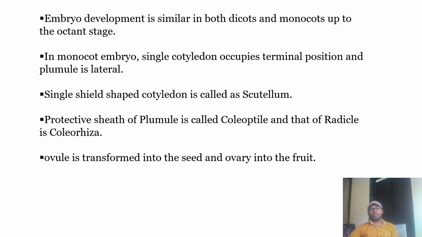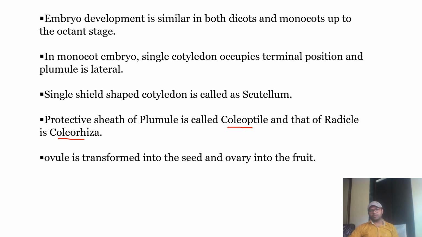Embryo development is similar in both dicots and monocots up to the octant stage. Same procedure, same steps. In the monocot embryo, a single cotyledon occupies a terminal position and the plumule is lateral. The single shield-shaped cotyledon is called the scutellum. The protective sheath of the plumule is called the coleoptile, and that of the radicle is covered by a sheath called the coleorhiza.